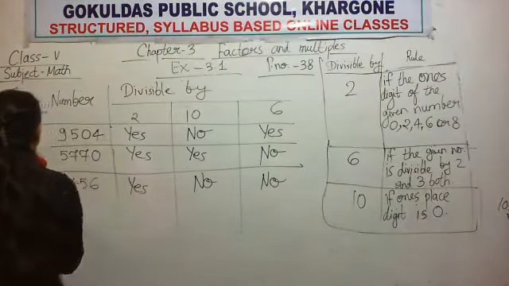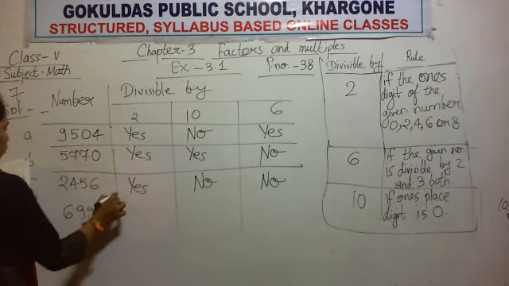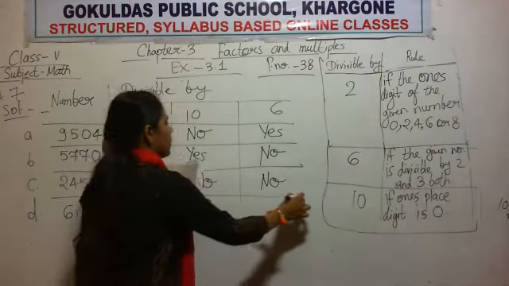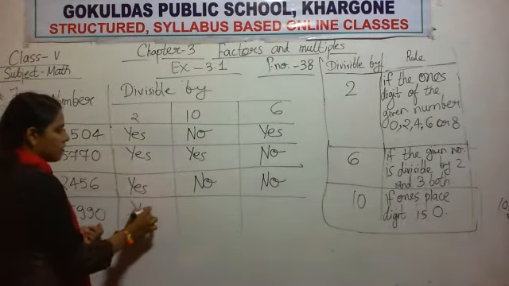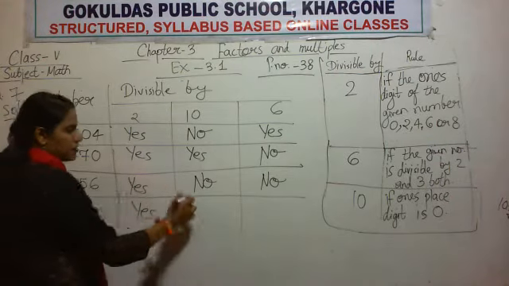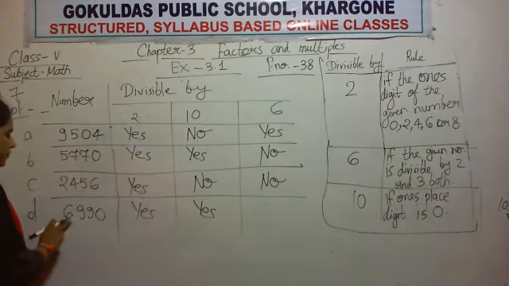I am doing one more for you. D, 6990. Check its divisibility. As the ones place is 0, yes, it is divisible by 2. As the ones place is 0, yes, it is divisible by 10. Now check for 6.